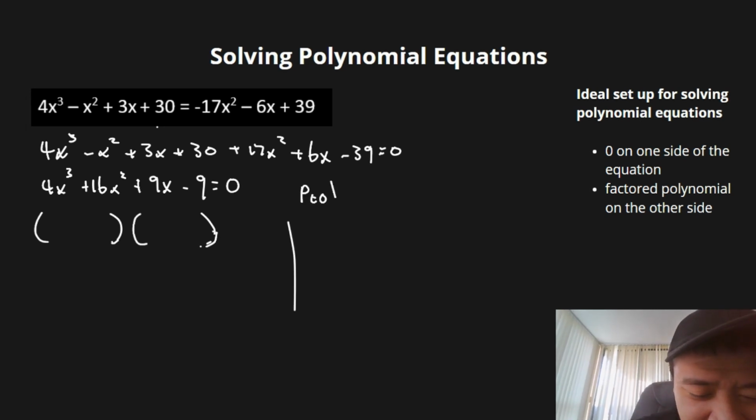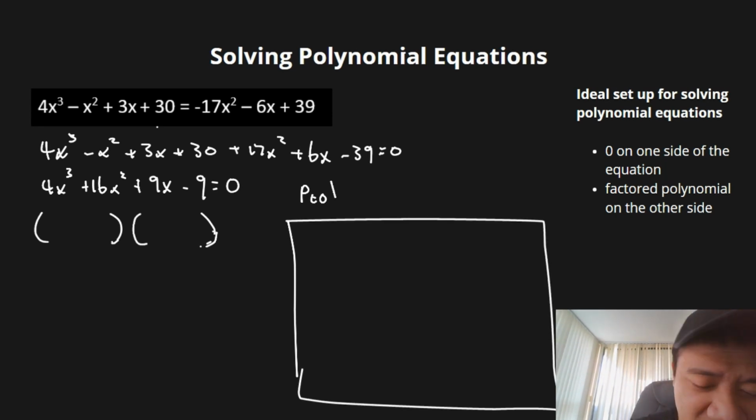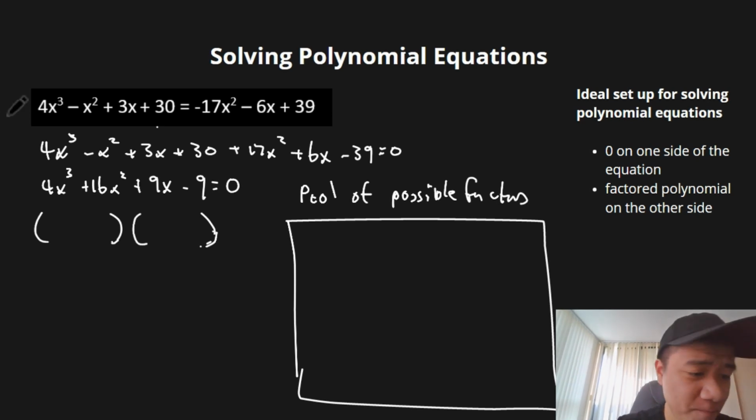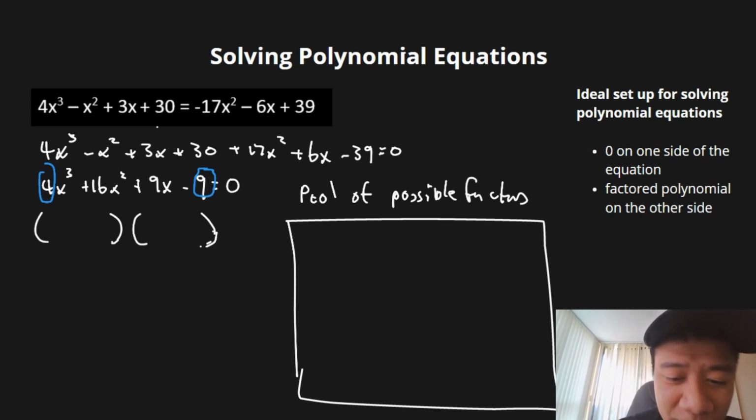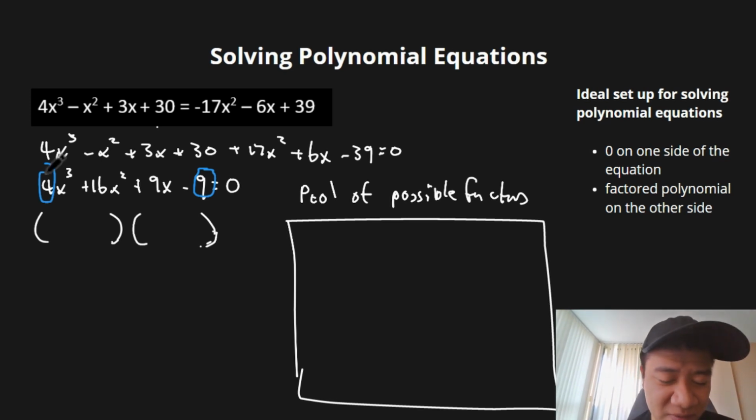Actually, we're going to write this first. Okay, so how do we get this pool of possible factors? They come from these two numbers: the very last number, our constant, and the leading coefficient. So what we're going to do in our pool over here is write out all the possible factors of these two numbers that we circled.